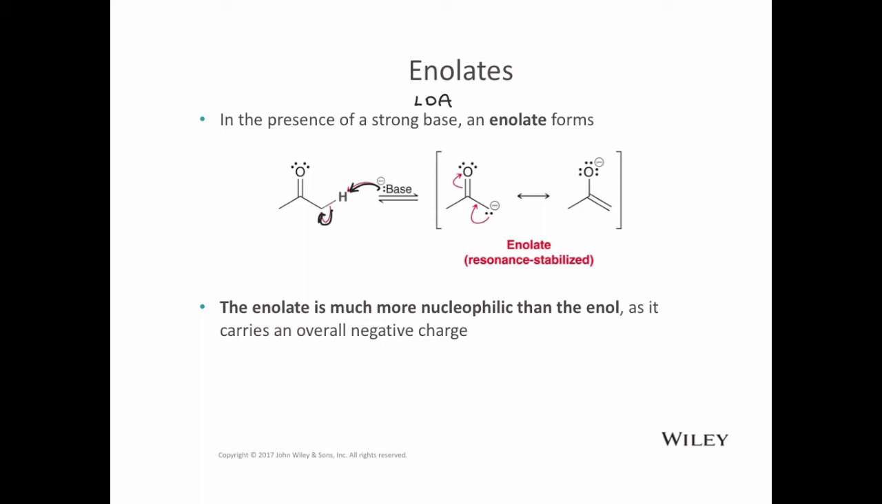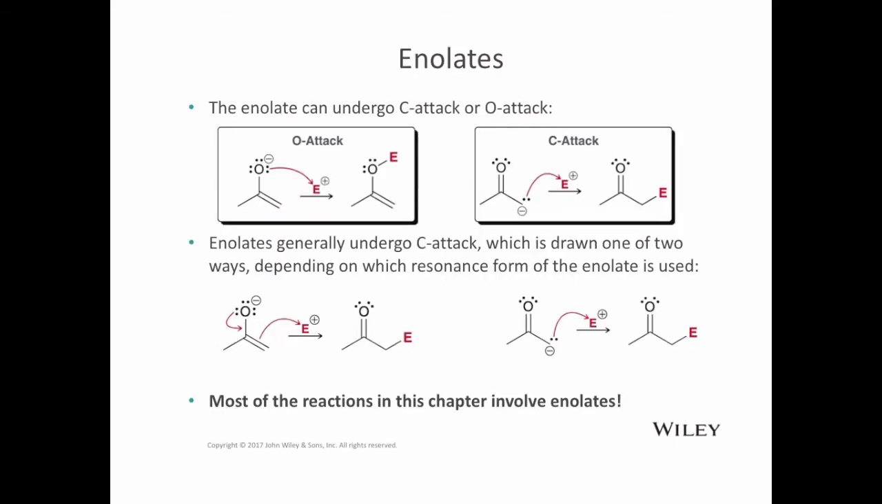But here we're going to have a stoichiometric amount of the strong base. So the enolate will not get protonated to form the enol. It's going to stay as the enolate. And the enolate is much more nucleophilic than the enol because it has a negative charge. There are two sites of reactivity for the enolate, the oxygen and the carbon. However, everything we're going to see in this chapter involves the carbon acting as the nucleophile.